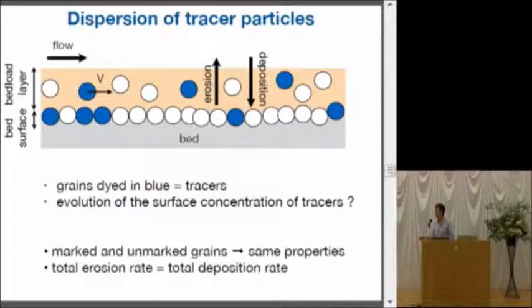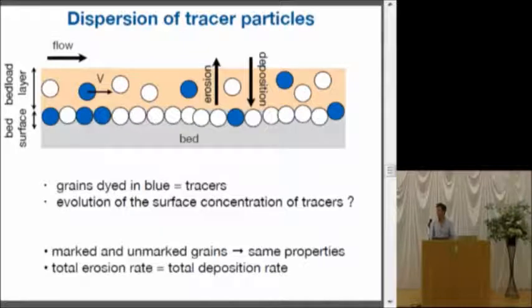First of all, I'm going to assume that the marked and the unmarked grains have the same physical properties, same size, same density, same shape. So only the color is different. And secondly, I'm going to assume that the total erosion rate of the sediment bed is equal to the total deposition rate of the bed. In other words, I'm going to assume that the bed is neither aggrading nor degrading.